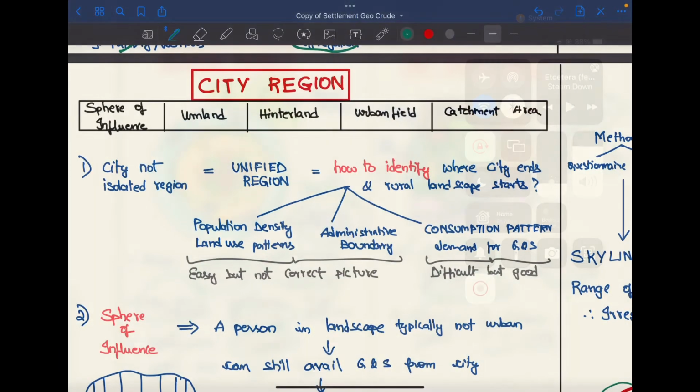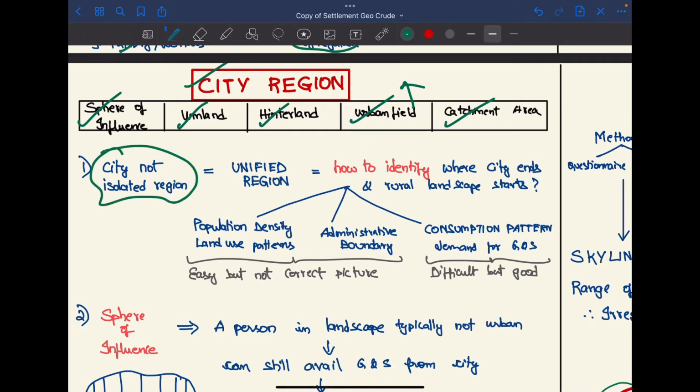George. Next, city region. It is also called sphere of influence, or Umland in Germany, or hinterland, or urban field, or catchment area. So these are different names for city region. As we know, a city is not an isolated region, it is a unified region. So the main issue is how to identify where the city ends and where the rural landscape starts.